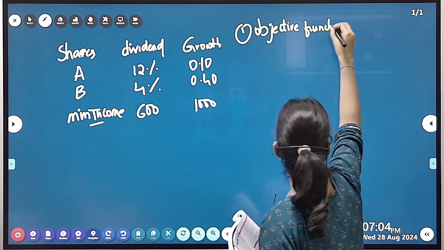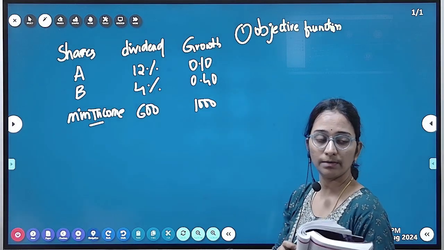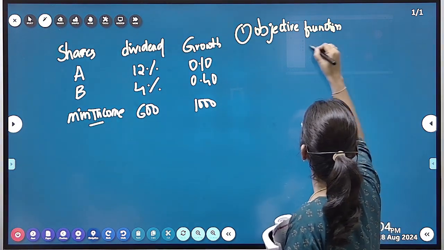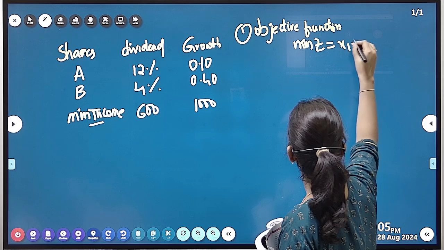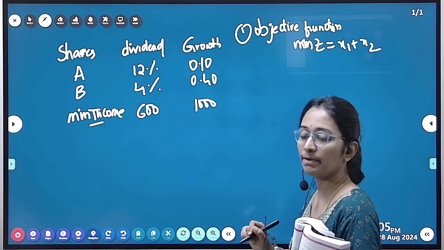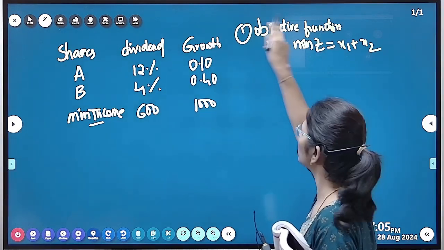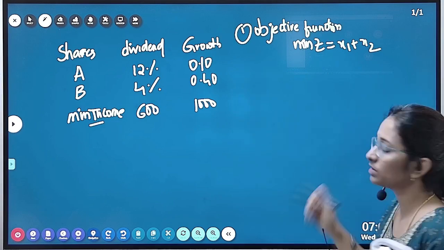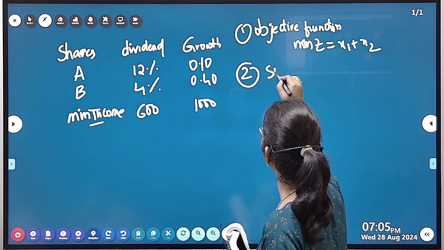What is the objective function? Yes, what will it be? Tell me what will be the objective function. Minimization. Z is equal to x1 plus x2. Okay. So we need to minimize. Let us take this a and b as x1 and x2. Write over this. I have not written it, but write them denoted as x1 and x2. So the minimum objective function is x1 plus x2. So next, subject to constraints.